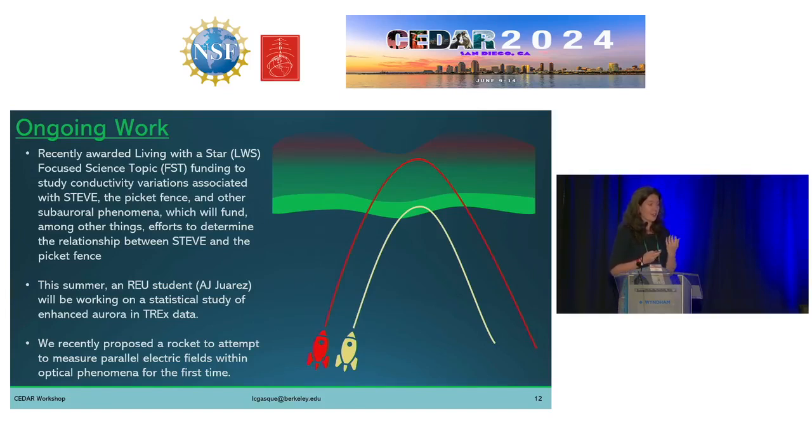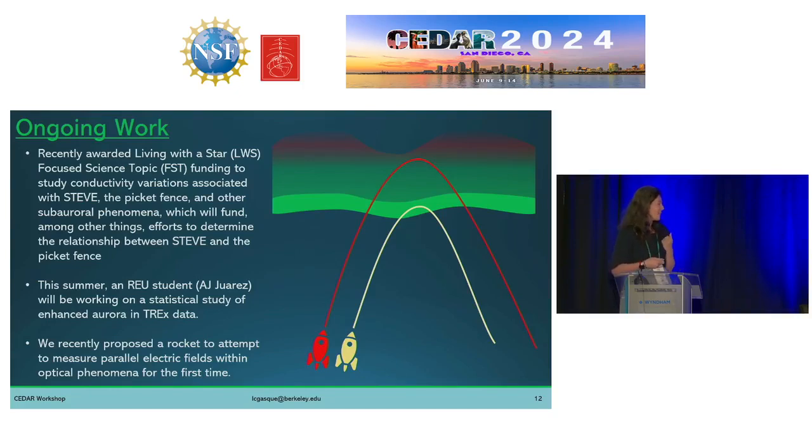There is a lot of ongoing work. Brian Harding, Joanne Wu, and myself were recently awarded Living with a Star funding to study conductivity variations associated with Steve, the picket fence, and other subaurora phenomena. And in part, that's going to connect the model that we worked on here to the Harding model of Steve and some other things, so there's ongoing work there.